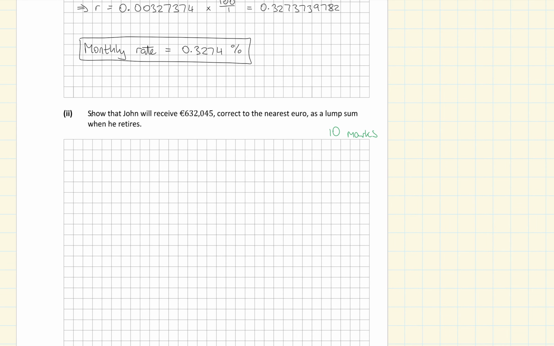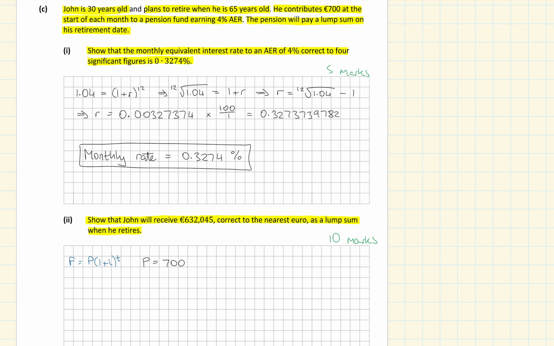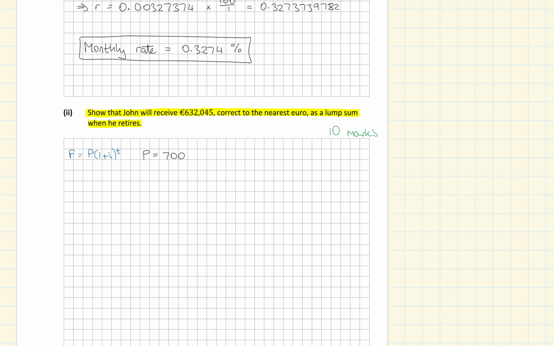And then show that he'll receive that amount correct to the nearest euro as a lump sum when he retires. So this is an investments question. So we use F is equal to P times 1 plus i to the power of t. F we don't know, but we know that when we work it out, it'll equal 632,045 rounded. We do know that he invests 700, and they tell us at the start of each month, so that's fine. He's 30 years old, he's going to retire when he's 65, so that's 35 years, but he invests every month. So that'll be 35 by 12, which will give 420.